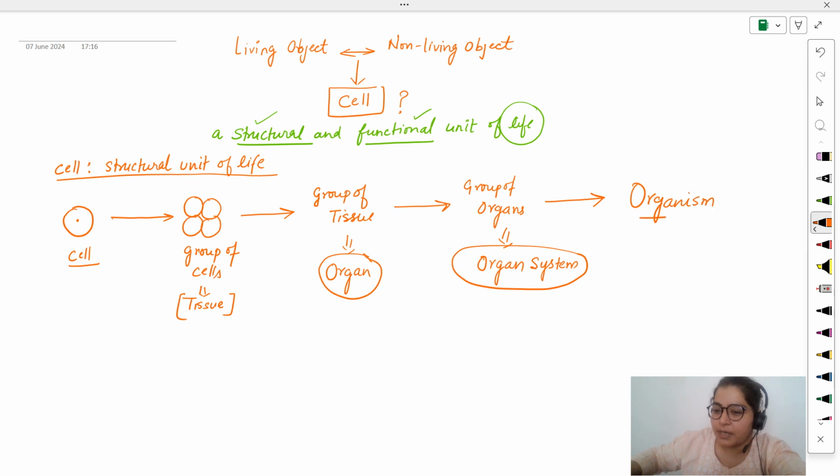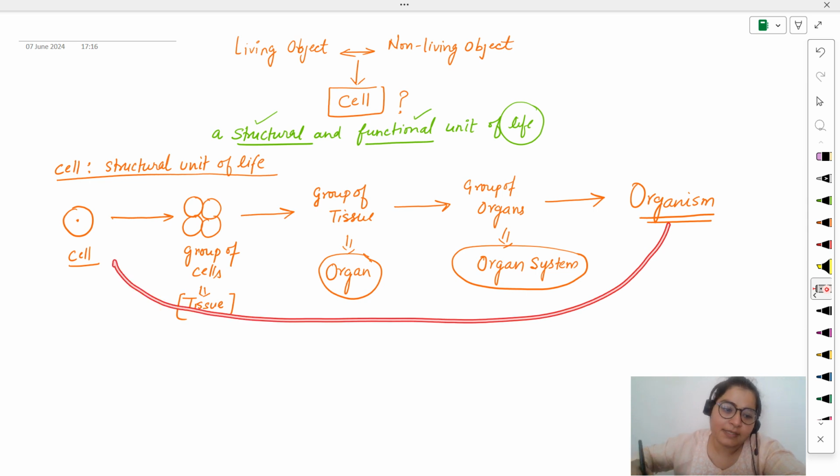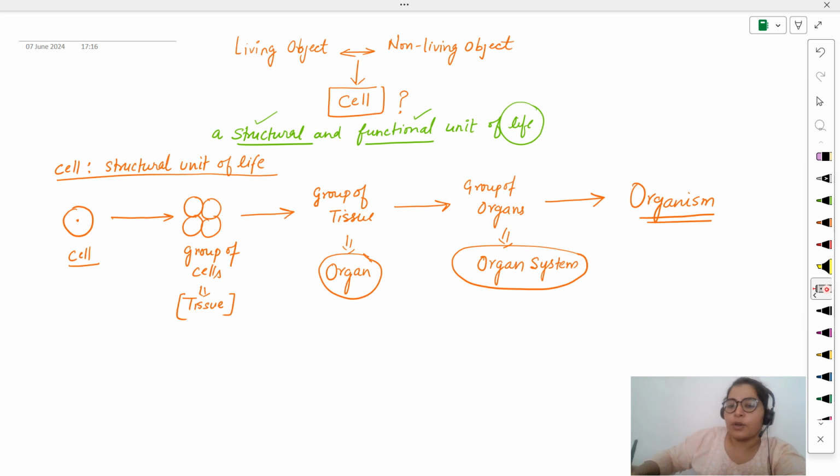So in making the organism, the basic structural part is the cell. So we call the cell the structural and functional unit of life. So we proved that it is a structural unit of life. Similarly we will prove it as a functional unit of life. Let me discuss the functional unit of life. Cell as a functional unit of life.